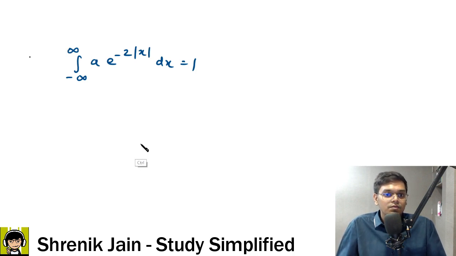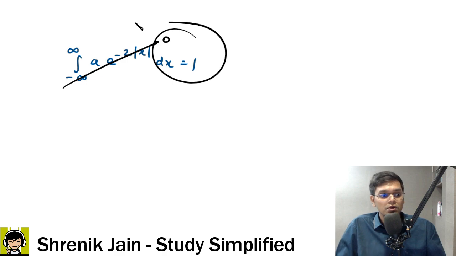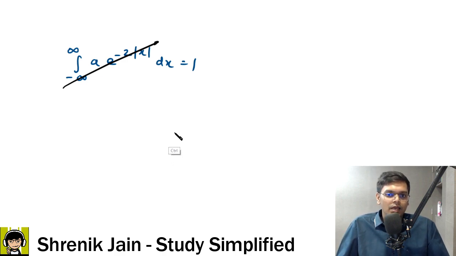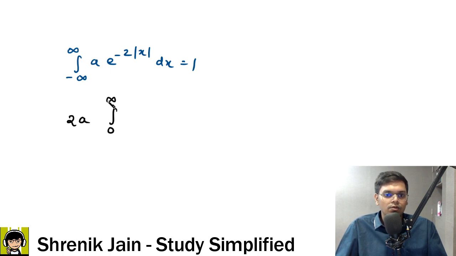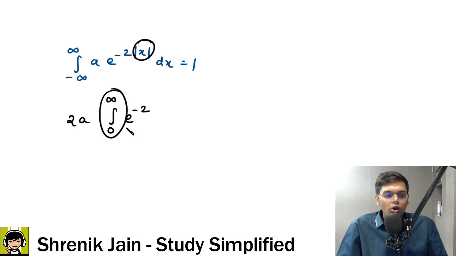Sir, it is even function. Yes or no? f of x is f of minus x, therefore it can't be odd. If it were odd then this would be 0, and then how can 0 be equal to 1? It can never happen. So yes, it's even function, which means twice a integral 0 to infinity e to the power minus 2 mod x in this domain. In the positive domain, mod x is just positive x.